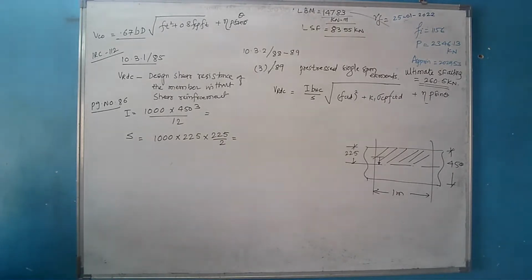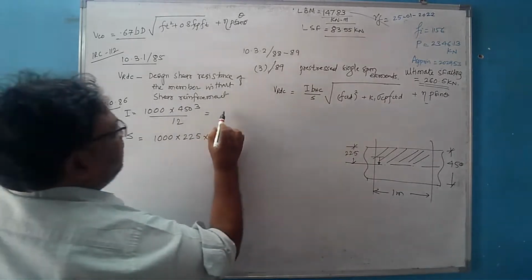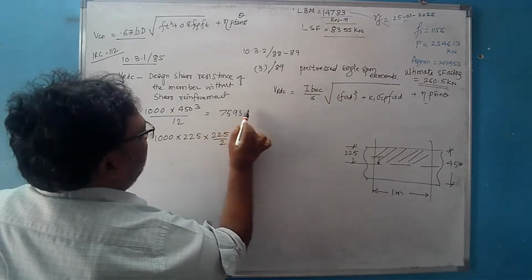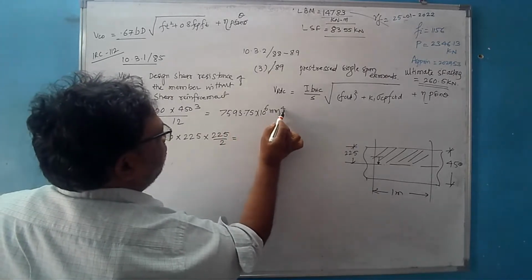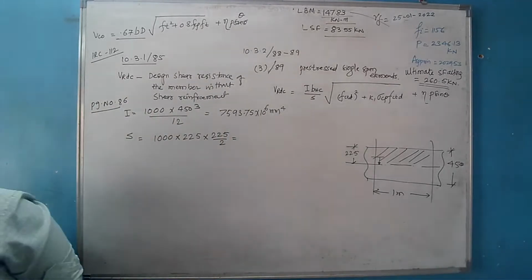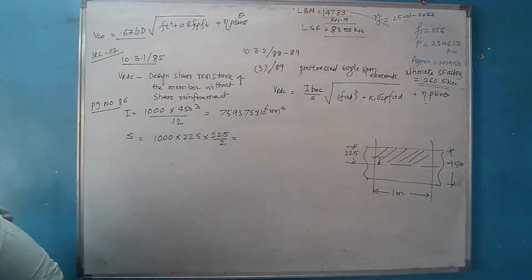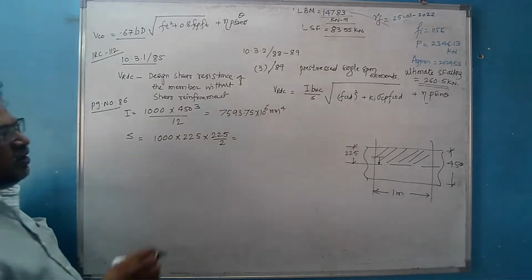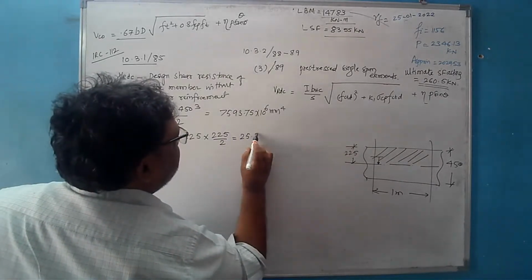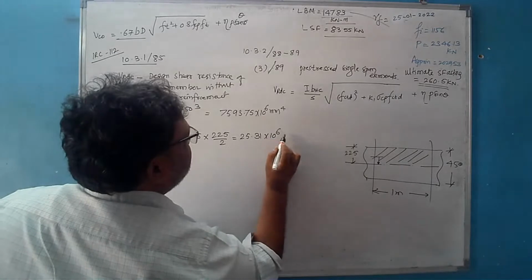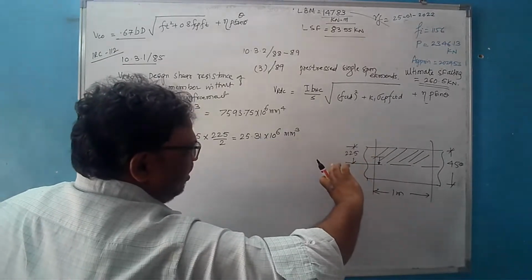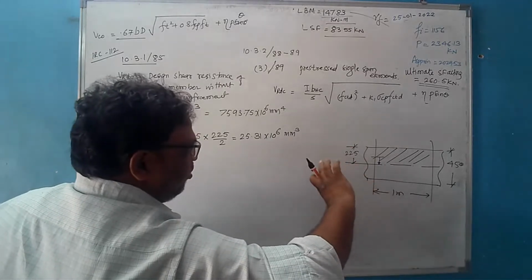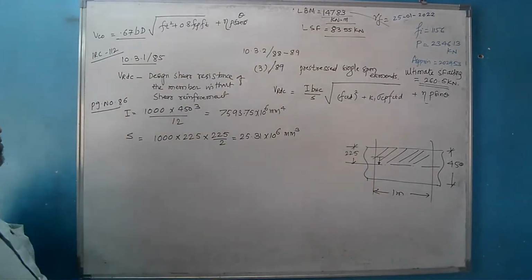So it is 7593.75 into 10 raised to power 6 mm raised to power 4. Now what about S? 25.31. Okay, it is 25.31 into 10 raised to power 6 and it is mm cube, because it is area multiplied by the centroid of that area, so it is mm cube, first moment of area.